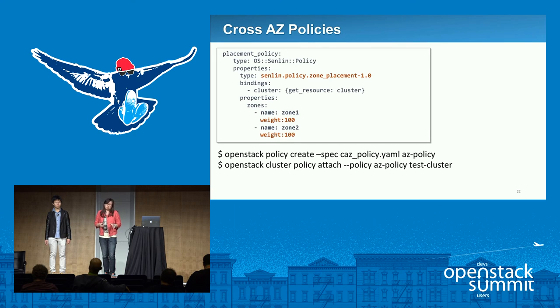And this is a sample for the cross-AZ policy. Here I list the two rooms and give them the same weight. You can put all the properties into a YAML file and attach it to the cluster to help place the nodes across different rooms.